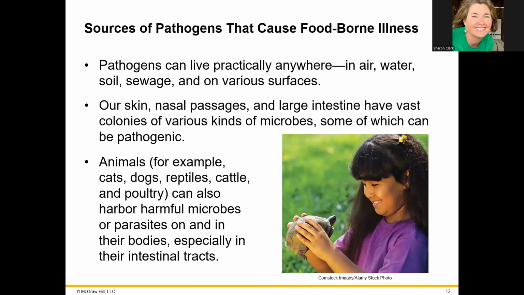Pathogens are everywhere. They are housed in what we call reservoirs. When you look at, and I need to put in a slide, the chain of infection slide.